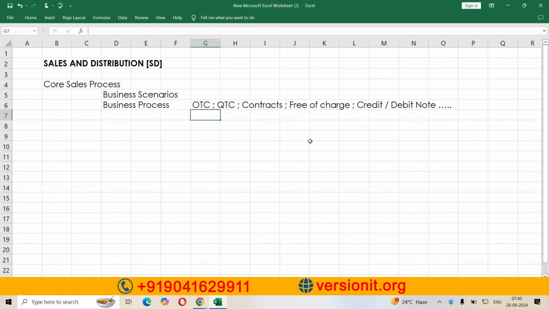Whereas when you try to talk about the scenarios, we have free goods functionalities. We have free goods, cross-selling. Then we have pricing. So partner determinations. These are all going to be some examples of scenarios what we try to map it out. So this is what we try to work and execute on SAP application. We work with business process and business scenarios.